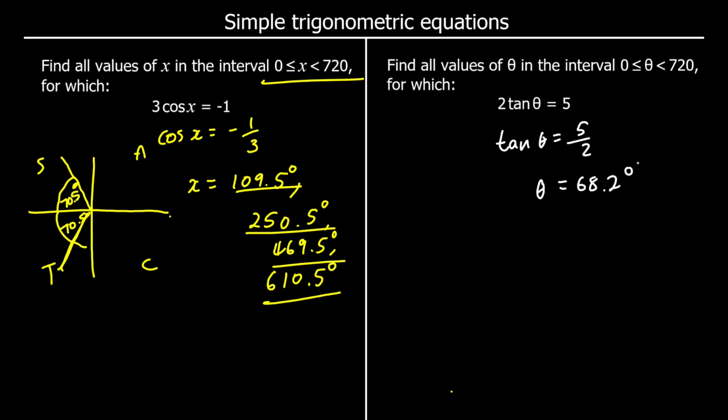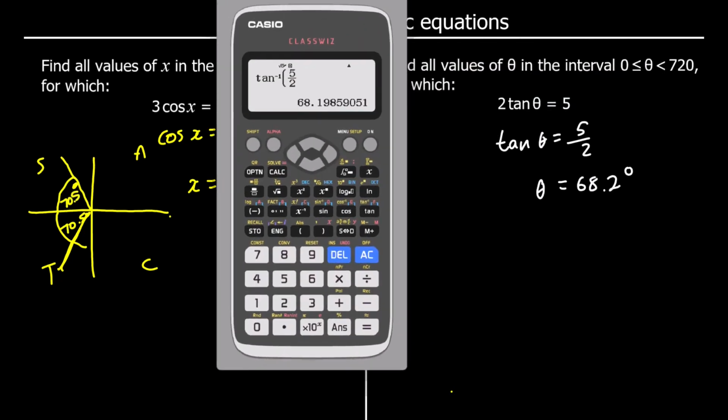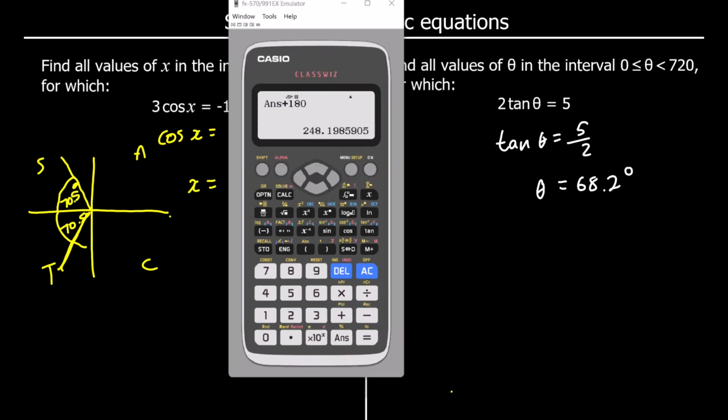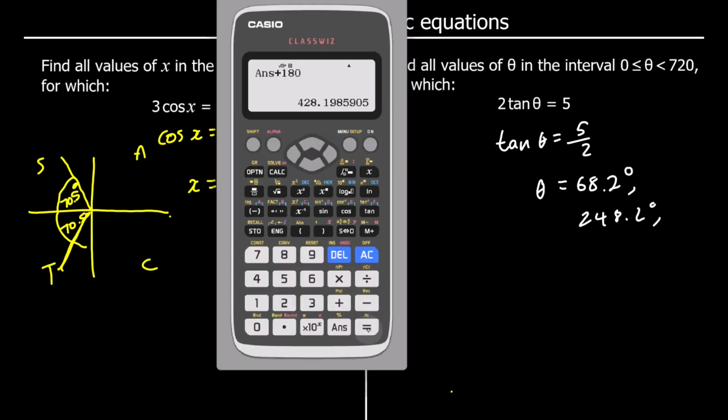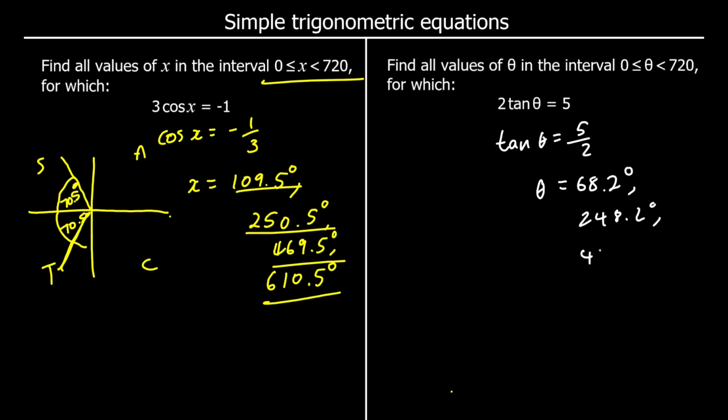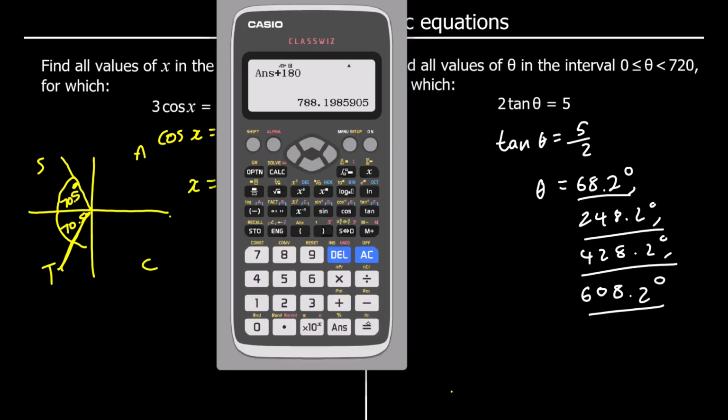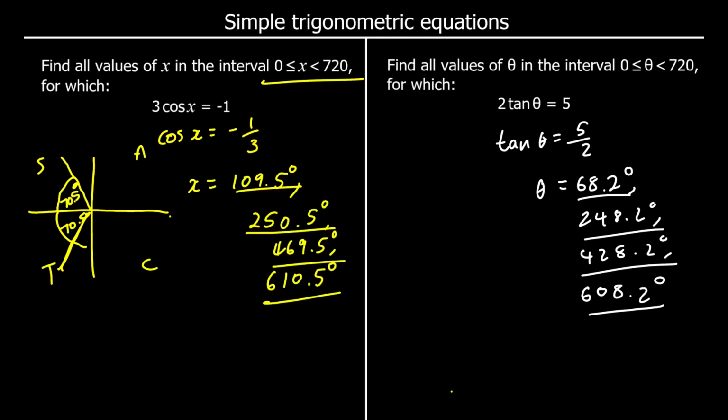So we could use cast here, but remember tan just repeats every 180. So let's just add 180, 248.2, plus 180 again, 428.2, and plus 180 again, 608.2. 4 answers again. If you went another 180, it would be over 720. So we want 4 answers.